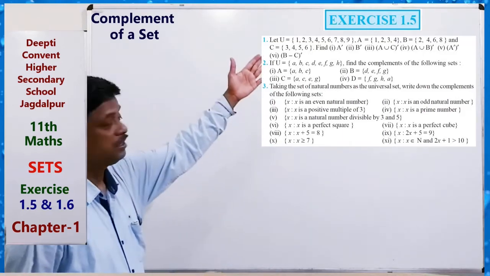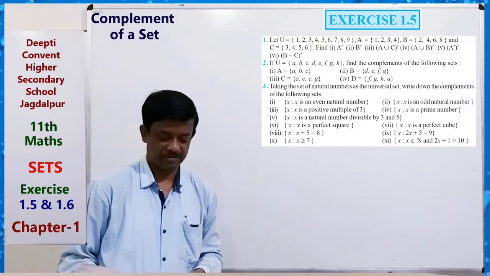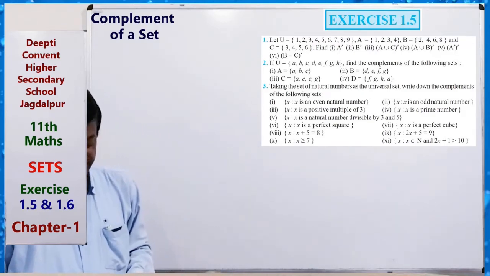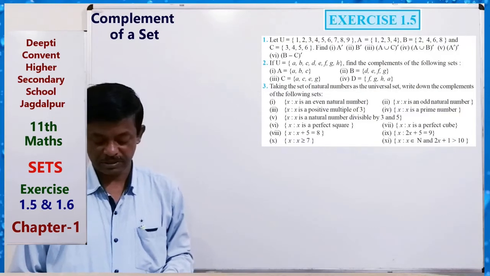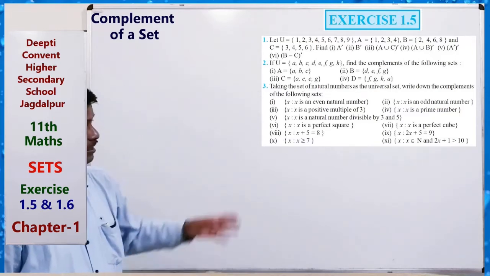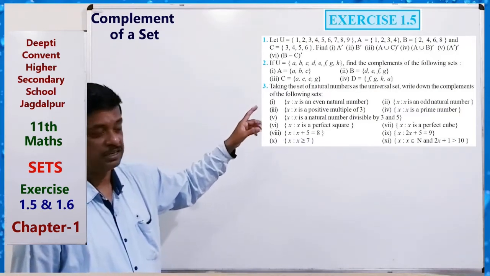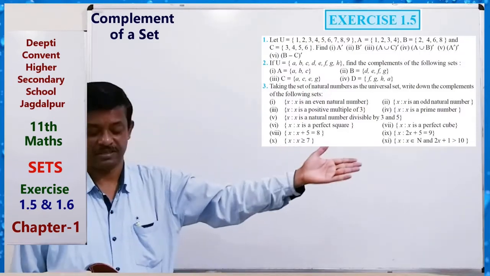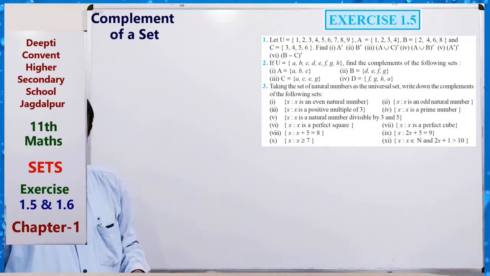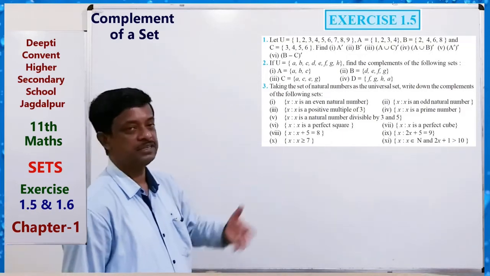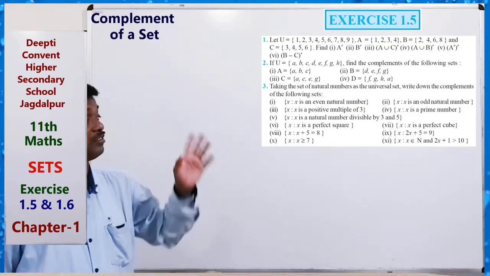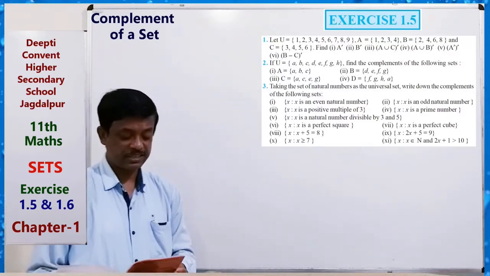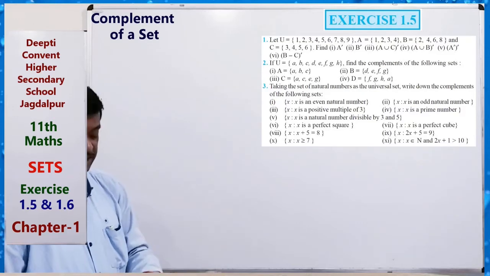Now take question third. Taking the set of natural numbers as universal set. For question third, our universal set is set of natural numbers. And write down complements of the following set. These are given in set builder form. You have to write the complement in set builder form. Okay. The first is x such that x is an even natural number.